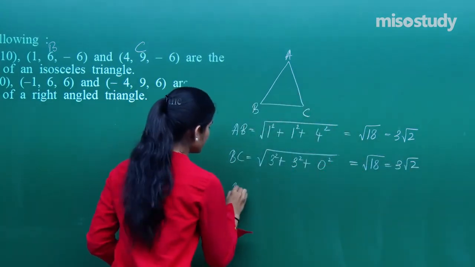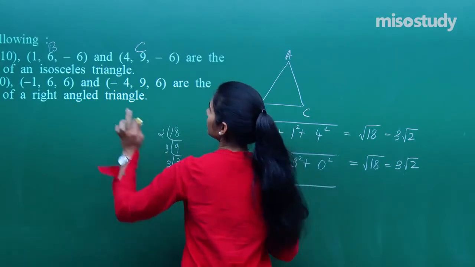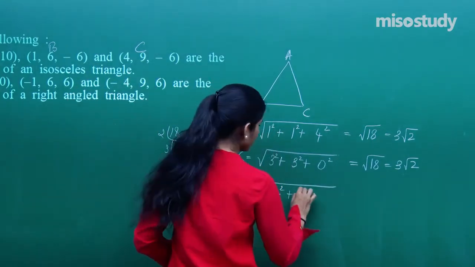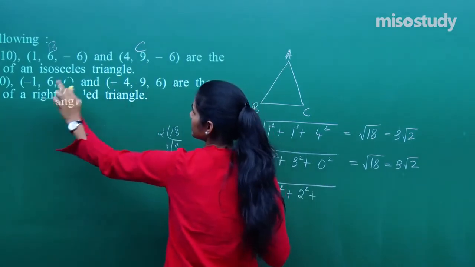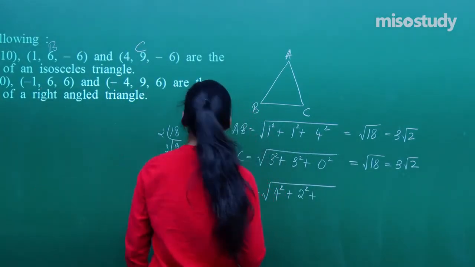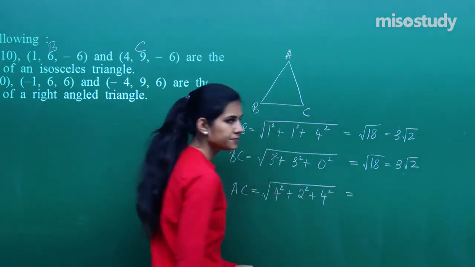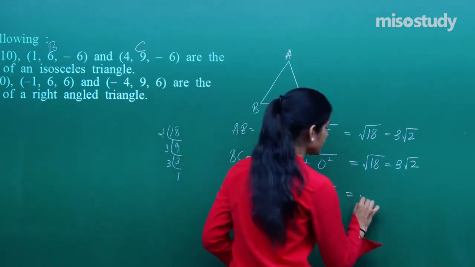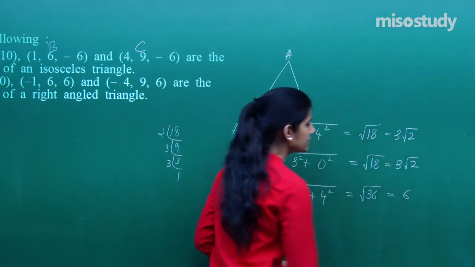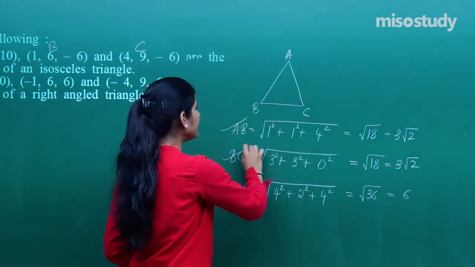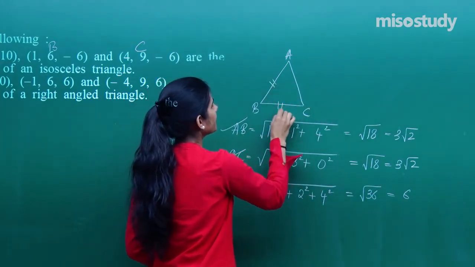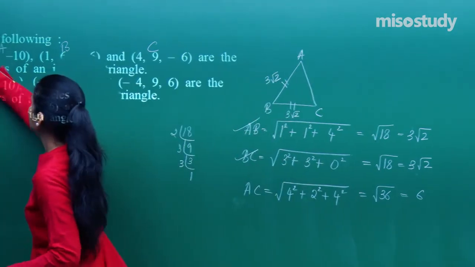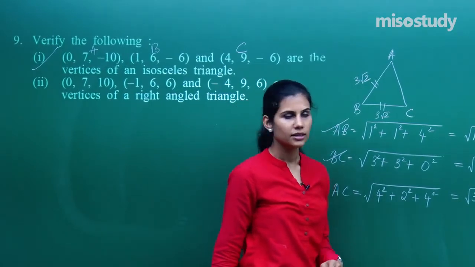And if I talk about AC, let's talk about AC, 4 minus 0 whole square plus 9 minus 7 whole square plus minus 6 plus 10. Minus 6 plus 10 gives you 4, whole square. 16, 16, 32, 32 plus 4, 36. This is root 36, which is 6. You can clearly see AB and BC have come out to be of exact same length, 3 root 2, 3 root 2, and so it is verified that yes, these are vertices of an isosceles triangle.